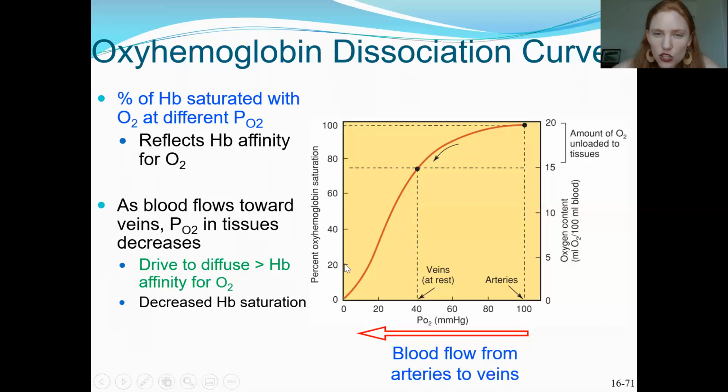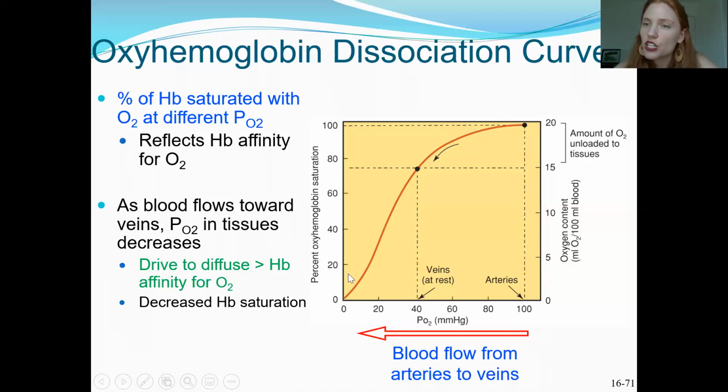Okay, so you can look at this right here, and you can see that here we have a higher pressure of oxygen in the blood, you'll have a stronger affinity, and then as we get lower and lower, it'll have less and less of it. Okay, so this just shows you the strength of that affinity.